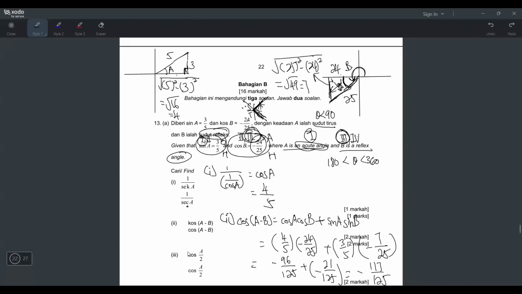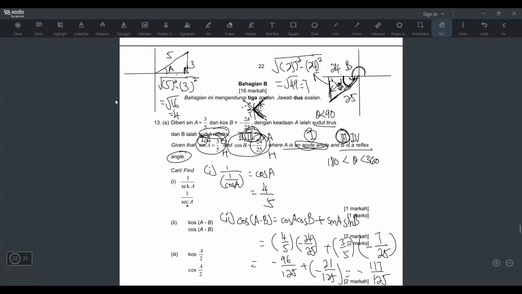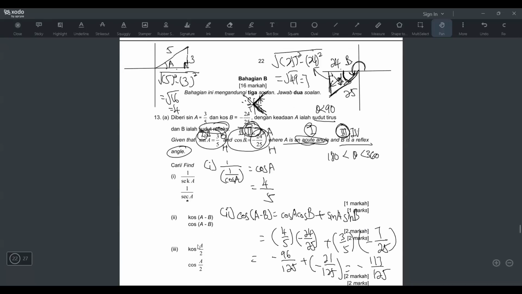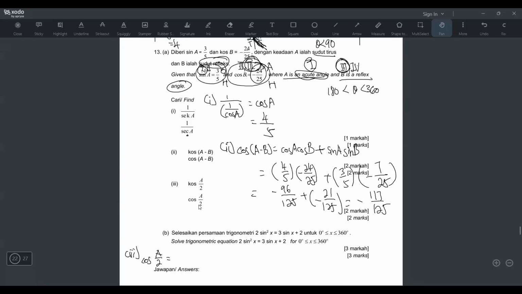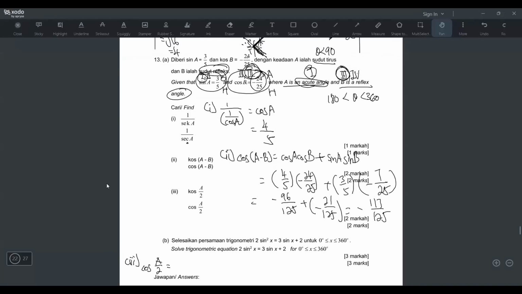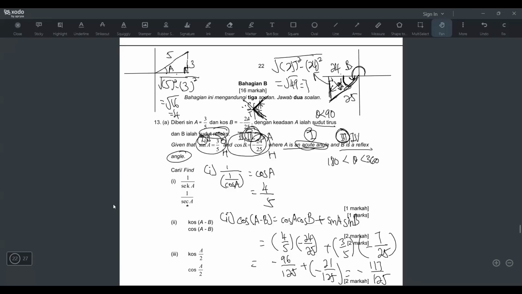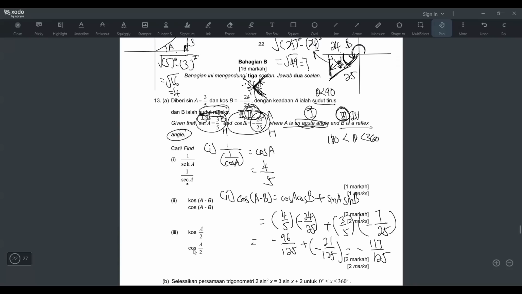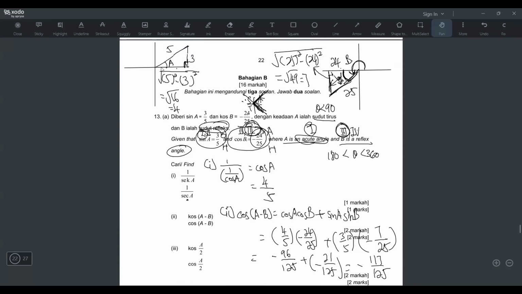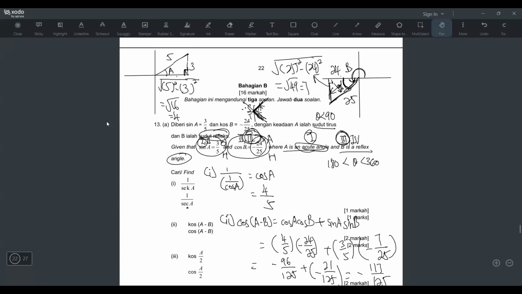But the problem is this one is A over 2. It means the A angle is cut in half, right? So how to do? Sebenarnya you have to use the half angle formula. The angle we drew just now is A and B, right? But if the soalan asks for A over 2 ataupun A over 4, or the angle changes to another angle, then we have to try our best to convert back to the angle we want. So this one is cos A over 2, right? I have to convert this so that the angle later is not A over 2, is A. And how to do that? You use the half angle formula.